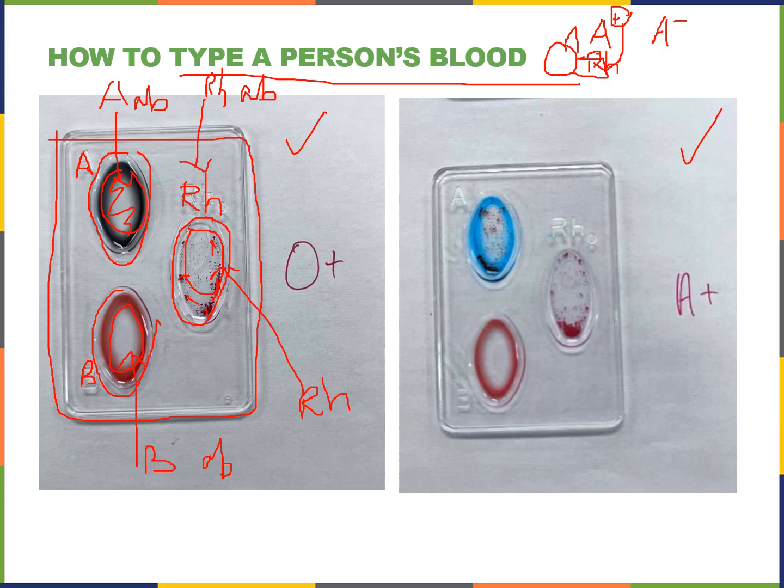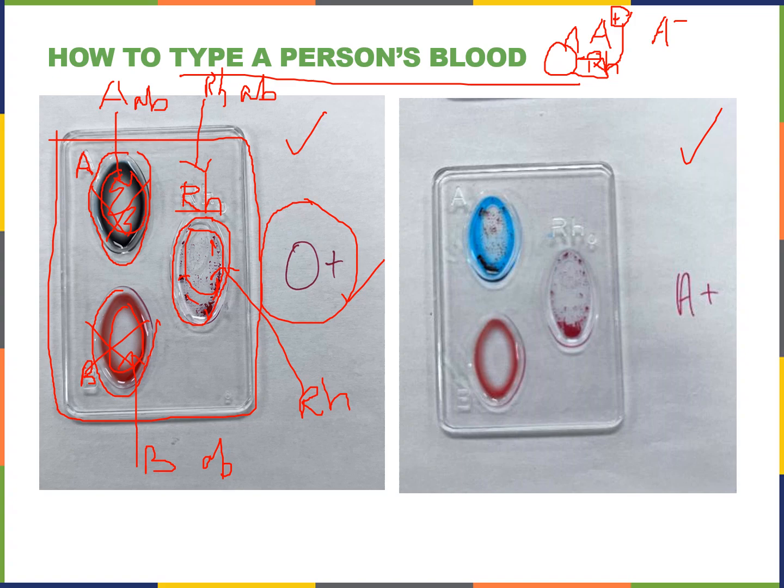So no agglutination here means that you do not have the A antigen. No agglutination here, because you see a smooth looking result, you do not have the B antigen. But here there's agglutination, therefore the person has the RH antigen. So what is their blood type? Well, the person who doesn't have A or B is type O, but since they have the RH, they're O positive.